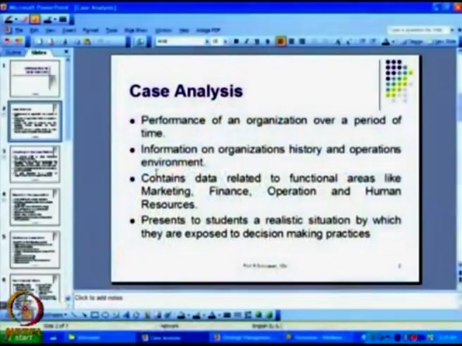Okay. Now, what does the case analysis do to the students? It presents to students a realistic situation by which they are exposed to decision making practices. What do we mean by this? The students try to understand and analyze why the company took a particular course of action during this particular period.